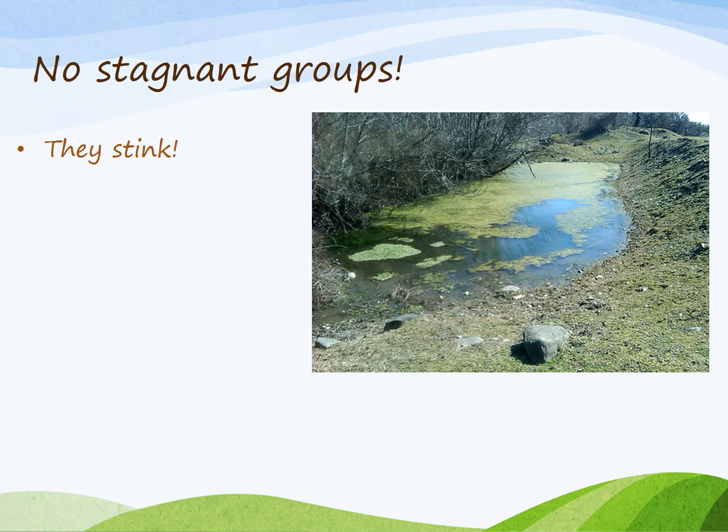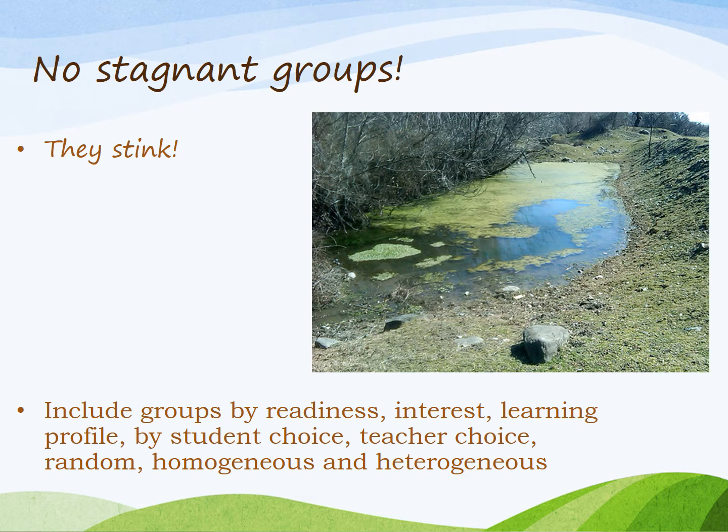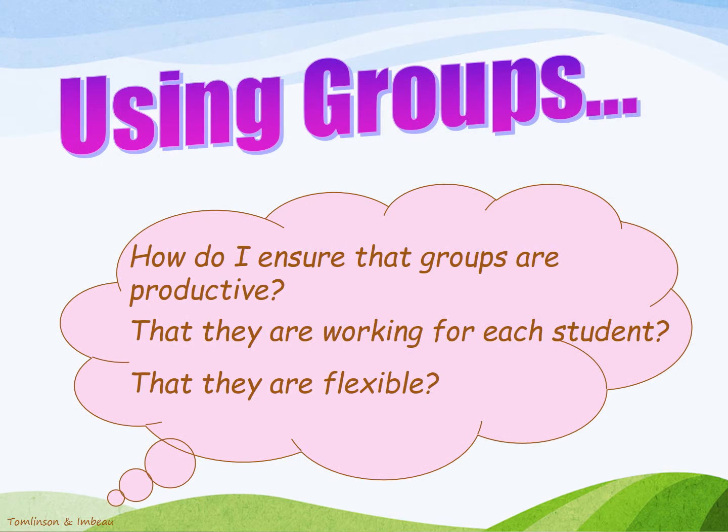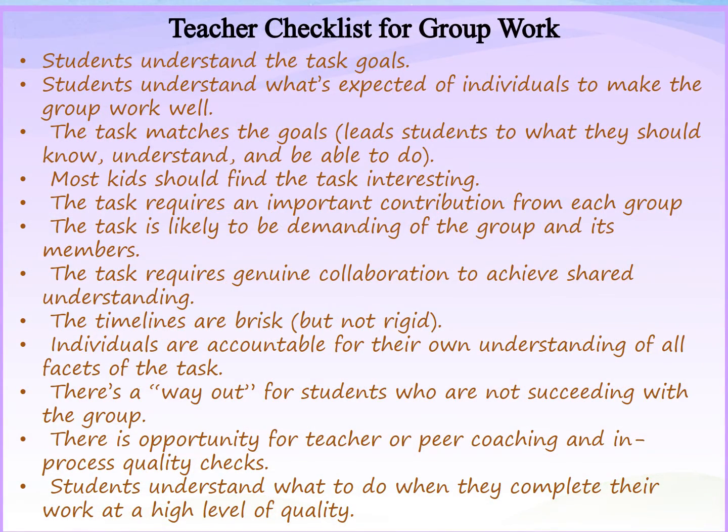So that's why we've got all these different configurations that we can think about when planning for small groups. When you mix it up based on readiness, interest, learning profile, sometimes homogeneous, sometimes heterogeneous, you've got many, many different options for grouping. When planning for grouping, we want to ensure that groups are productive, that they're flexible, and that they're working for each student. So here's a teacher checklist for group work.